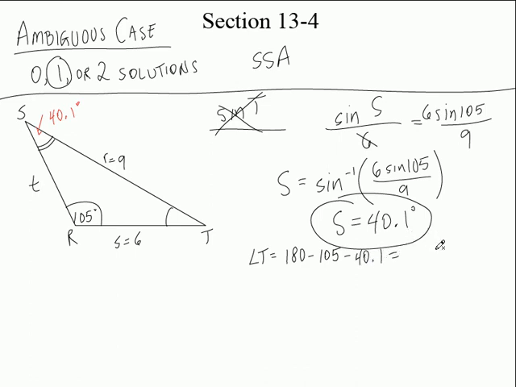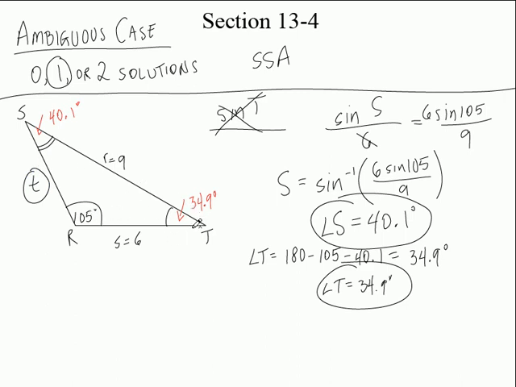All right, so angle T, when you do that math, is 34.9 degrees. Let's just write it, angle T, just so it's all together. All right, there we go. So we've got angle S is 40.1, we've got angle T, which is 34.9 degrees, and now we just have to solve for what? Side T. Good.